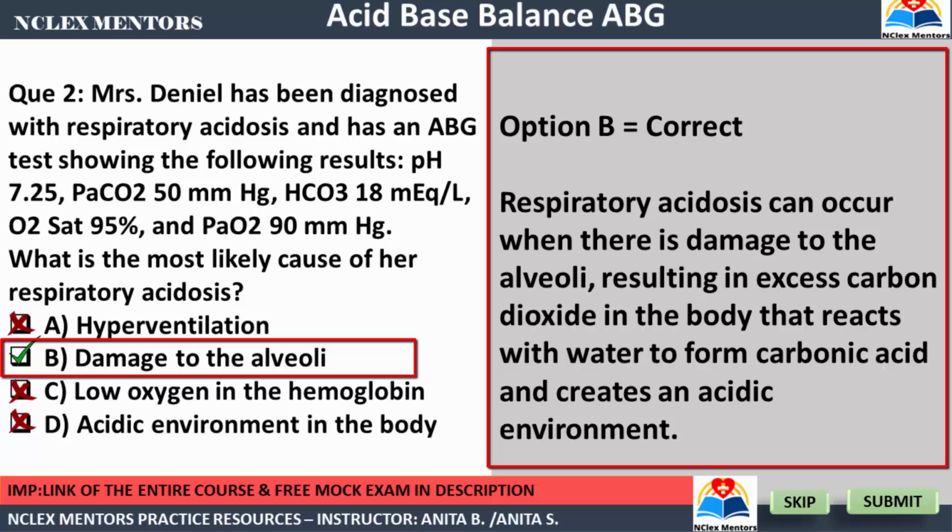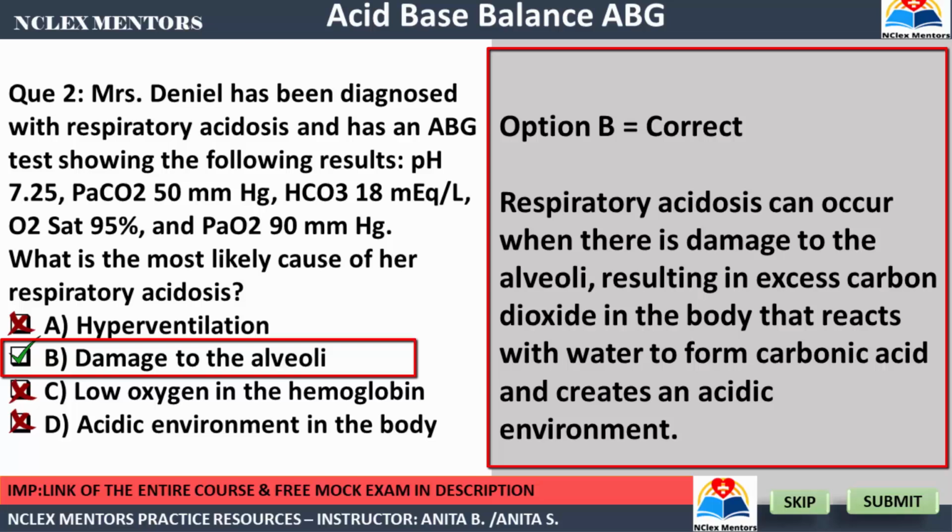The arterial blood gas test results indicate that the patient has a pH level of 7.25, which is lower than the normal range of 7.35 to 7.45. This suggests that the patient is experiencing acidosis. The increase in partial pressure of carbon dioxide and the decrease in bicarbonate, 18 milliequivalent per liter, which is lower than the normal range of 22 to 26 milliequivalent per liter, are both consistent with respiratory acidosis.